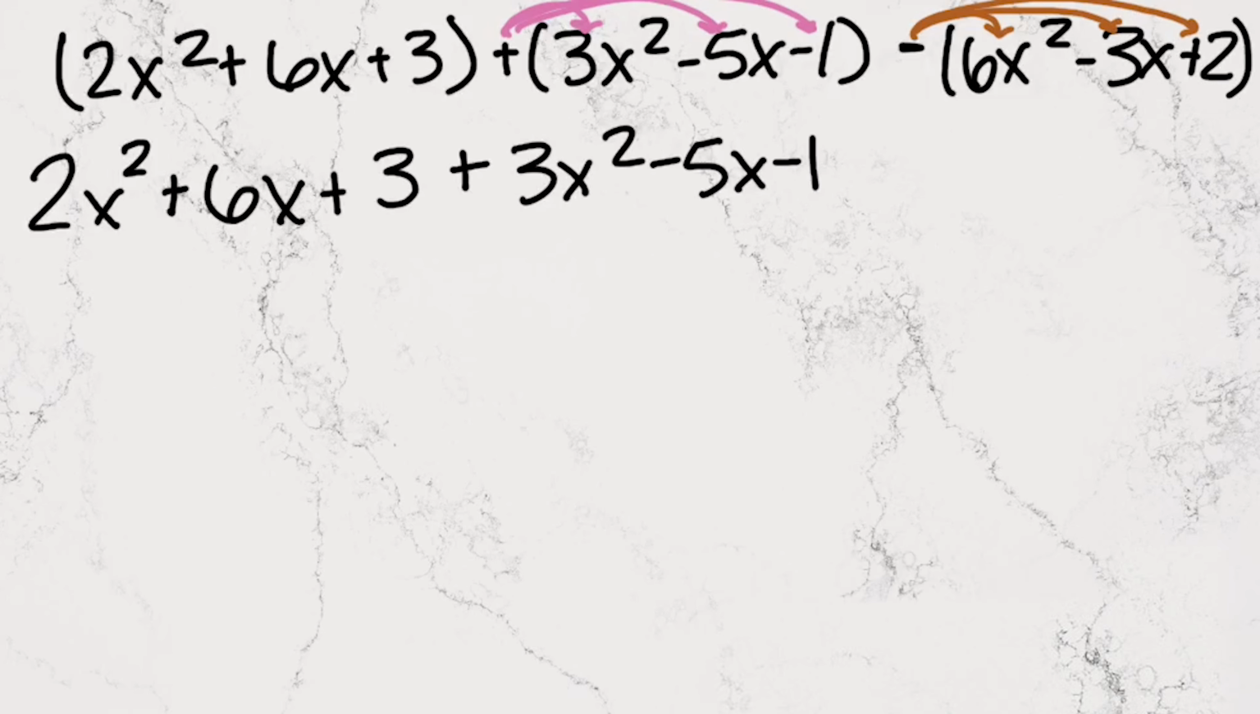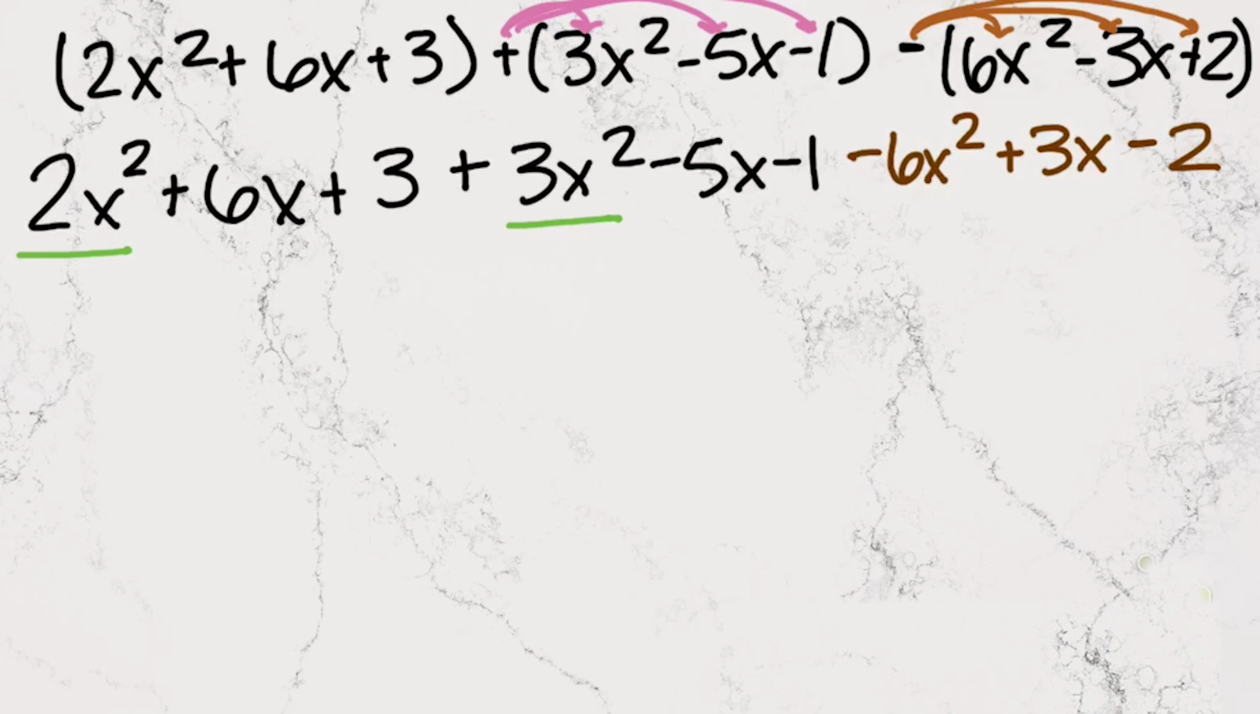But my last trinomial, I was distributing by negative 1, which we said is going to change our signs. So negative 1 times 6x squared is a negative 6x squared, and then negative 1 times negative 3x makes it a positive 3x, and then we have negative 1 times positive 2, which gives us a negative 2. Now that we've gotten all those parentheses out of the way, all I have to do is combine my like terms. So let's find all the x squared values.